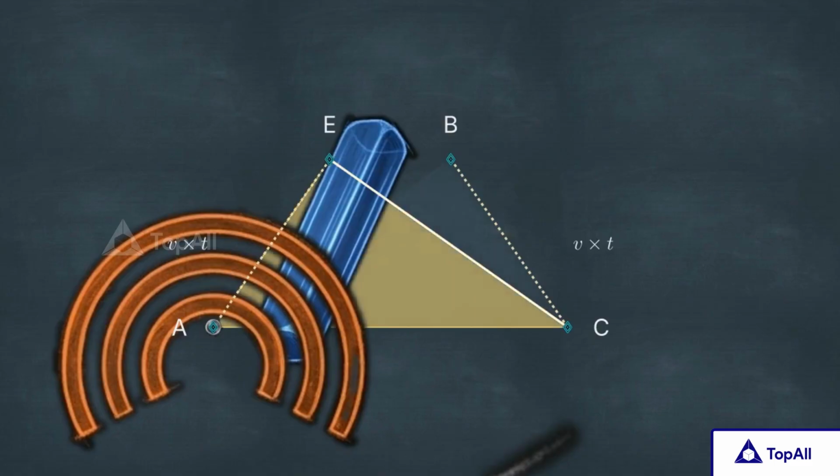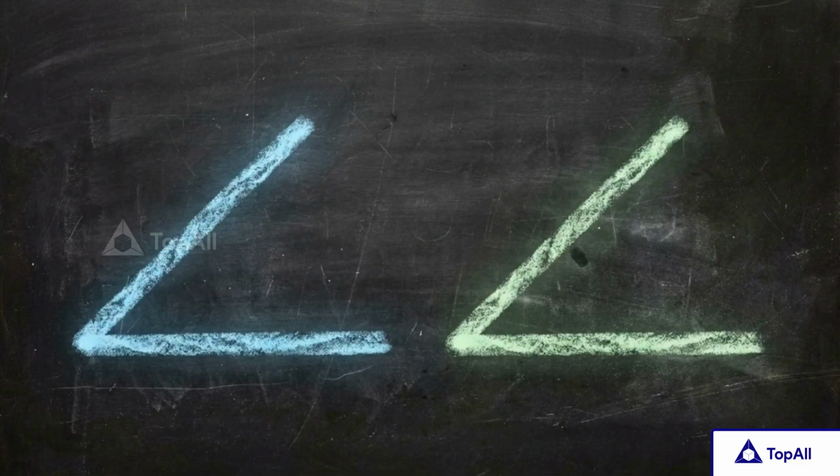This construction creates two specific right triangles, triangle BAC and triangle EAC. Both triangles share the exact same hypotenuse, AC, along the mirror surface. Side BC and side AE are also identical, as both represent the distance v times t. Sharing a hypotenuse and an identical side makes these two right triangles perfectly congruent. Because the triangles are identical, the angle of incidence equals the angle of reflection, a geometric necessity.